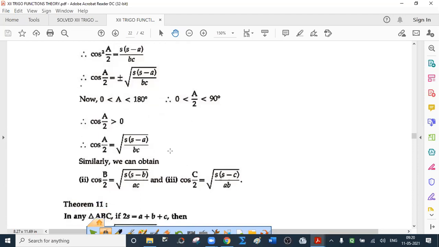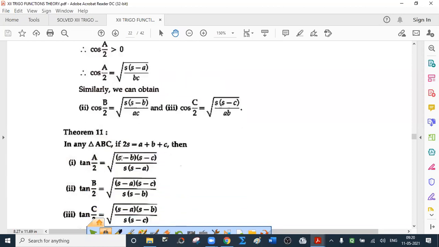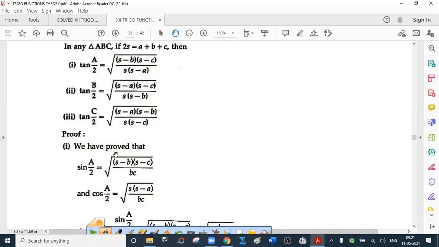As we have obtained for sine and cos, we can write for tan also. In any triangle ABC, if 2s is a plus b plus c, then tan A by 2 is root of (s minus b)(s minus c) upon s(s minus a), and so on. I don't think this will be asked in the exam, but if asked, you can directly use these results.